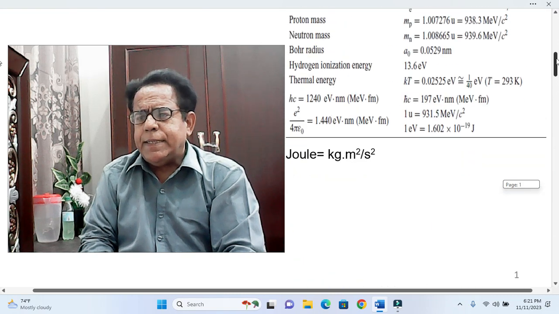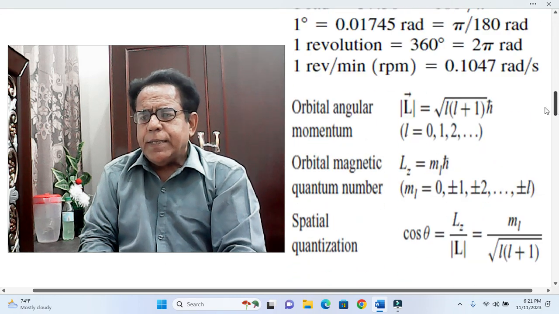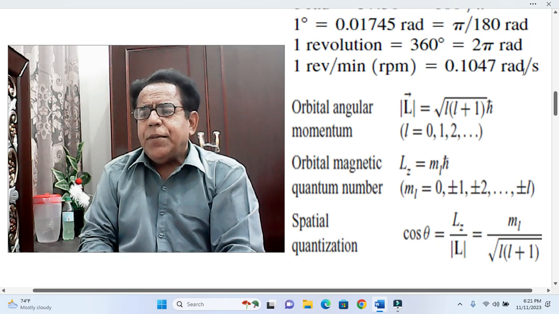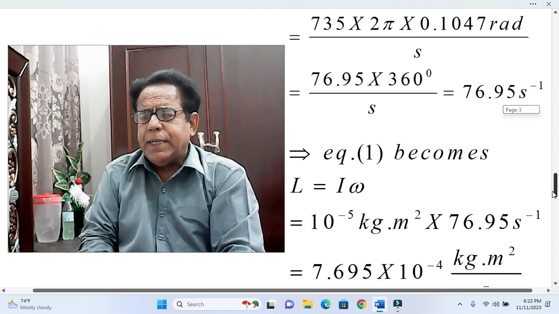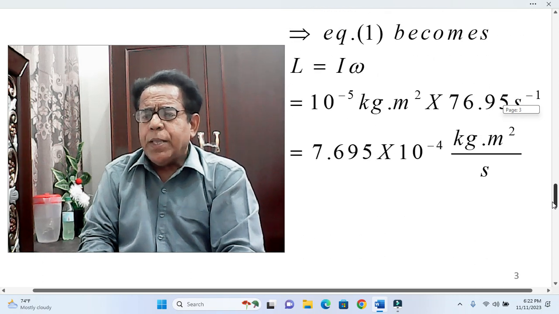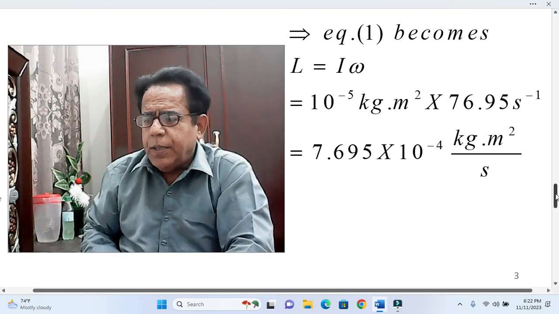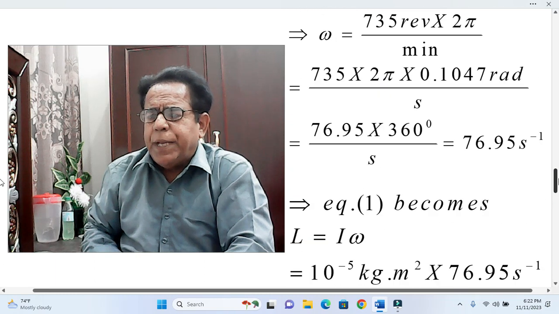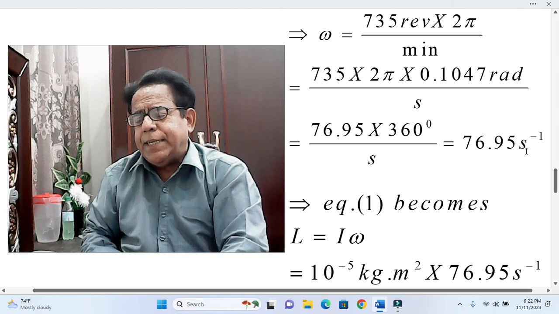First we have used 360 degree in place of 2 pi radian, and then we have replaced it by simply 1, not full revolution, because revolution has already been taken as a conversion factor. So our omega has become equal to 76.95 second inverse, that is per second.